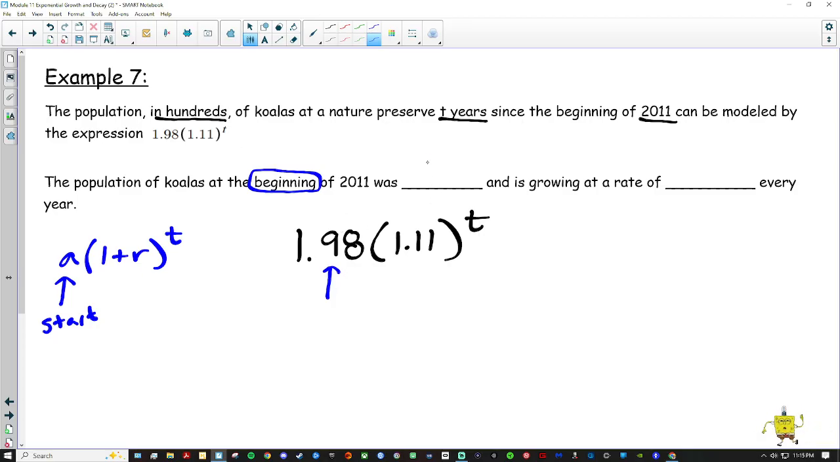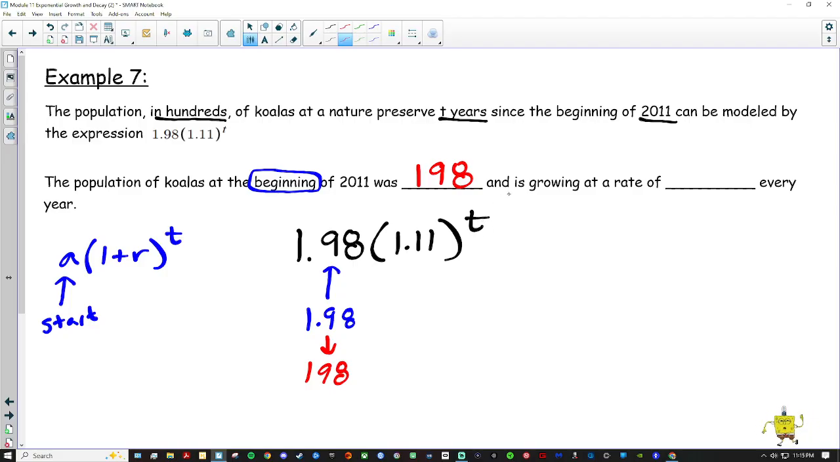It's not just 1.98, okay? We can't write that because this is the population in hundreds. So 1.98 we have to multiply by 100. We have to multiply this by 100. When we multiply it by 100, we get 198 koalas.